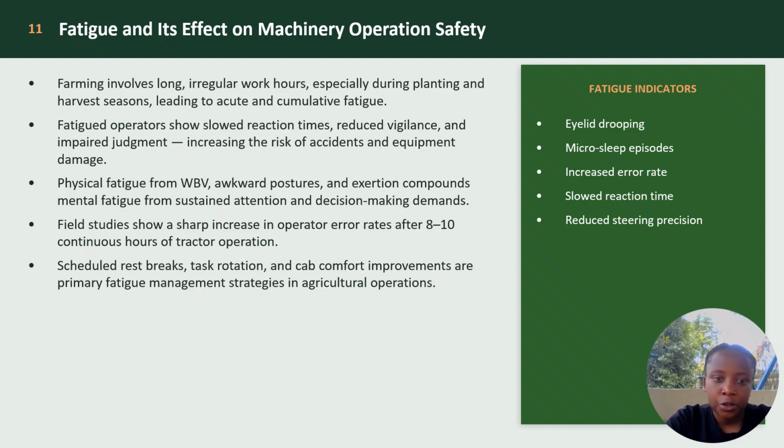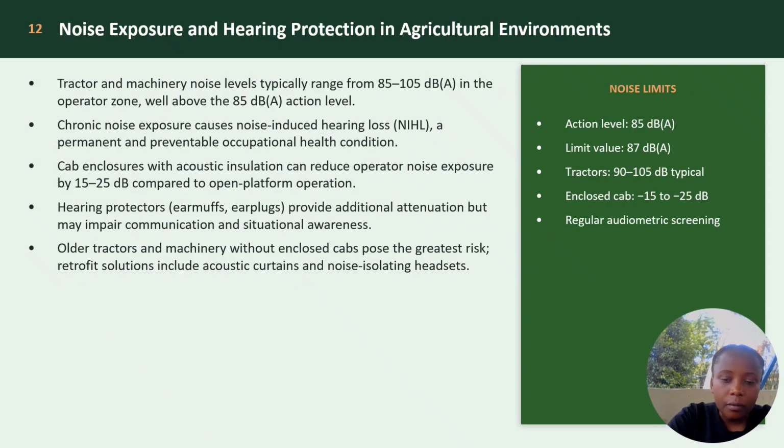The last one, scheduled breaks, task rotation, and cab comfort improvement are primary fatigue management strategies for agricultural operators. Here there are some fatigue indicators. The first one is eyelid drooping, second one microsleep episodes, third one increased error rates, fourth slow reaction time, the last one reduced steering precision.